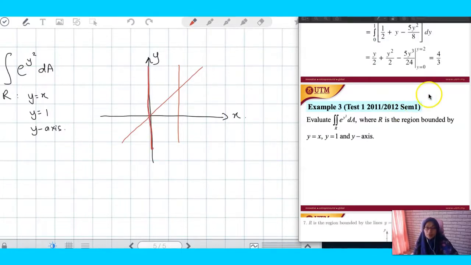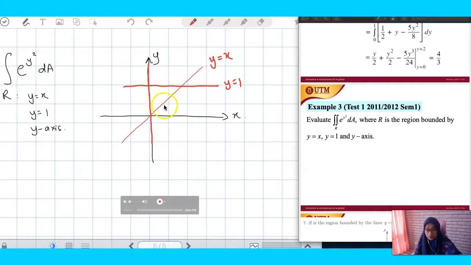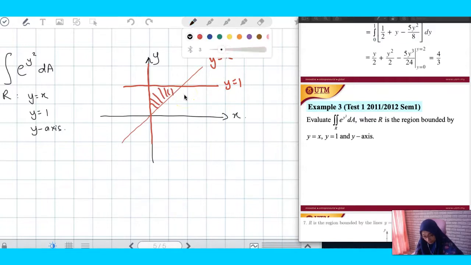So this is y equal to x, this is y equal to 1, and this line is the y-axis. Obviously we can see that the region bounded by all 3 lines is located here. Then you have to shade it. So this is your R. Now we already obtained the region.